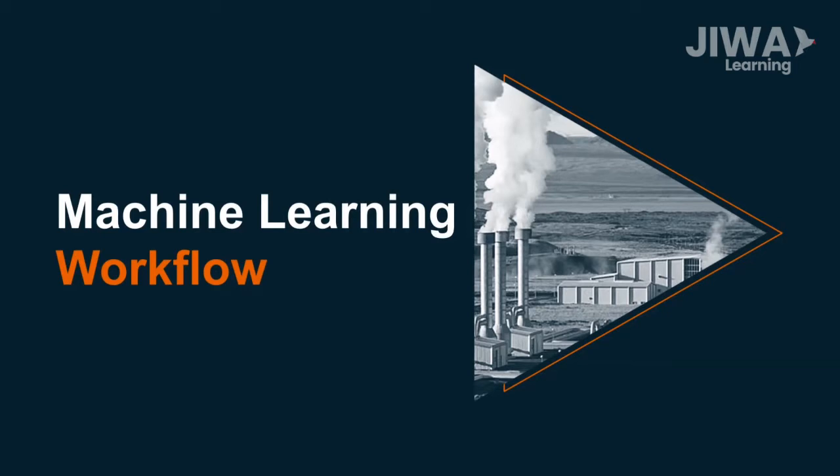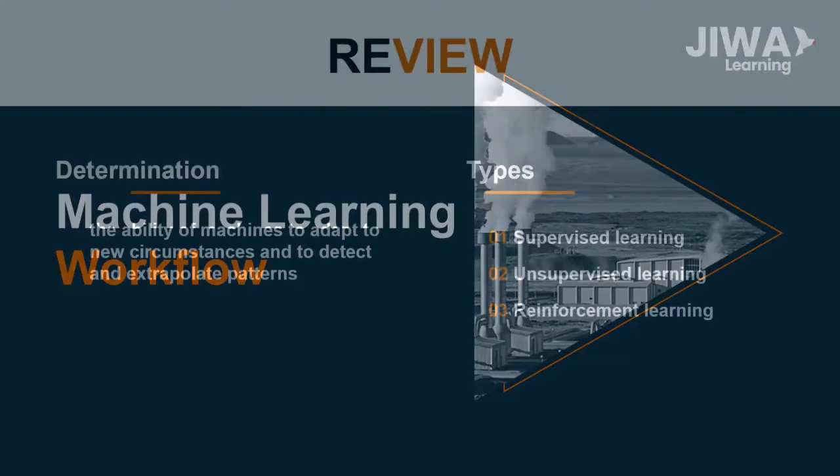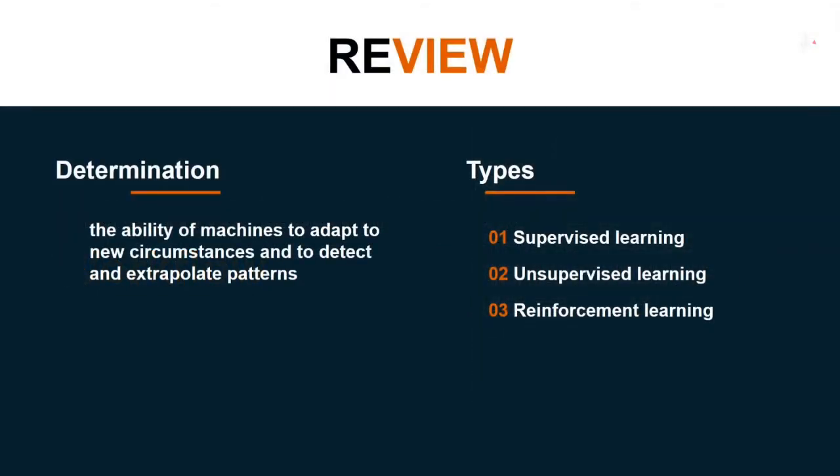But first, let's remember the previous video's materials regarding the explanations about machine learning. Machine learning is the ability of a machine to adapt to new circumstances and to detect and extrapolate patterns. There are three types of machine learning: supervised learning, unsupervised learning, and reinforcement learning. In this video, we will learn about the general workflow of machine learning. Come on, let's get started with our main topics.